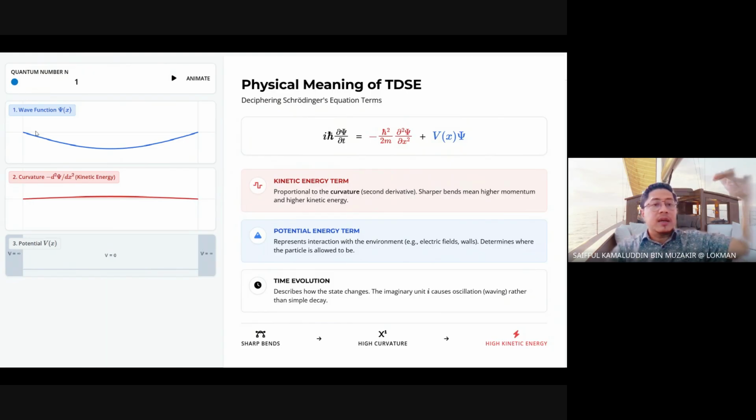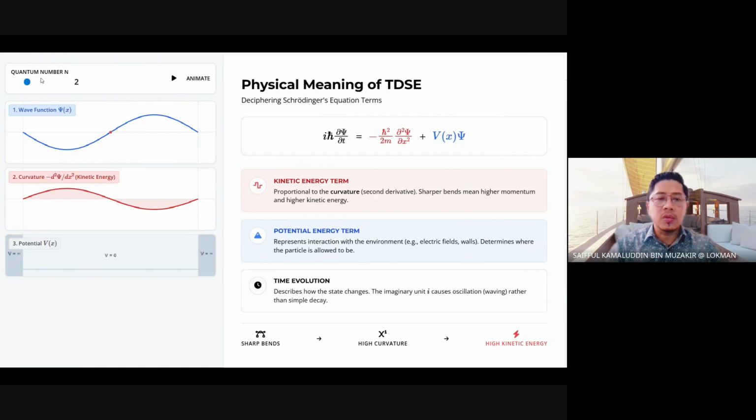This is the wave function of n equals 1. The curvature is just like that. We want to see how curved it is. It is less curved. That's why your curvature looks like a flat line. Now, quantum number equals 2. The wave function looks like that because we have one node. The curvature is sinusoidal, and it becomes even more curvy.